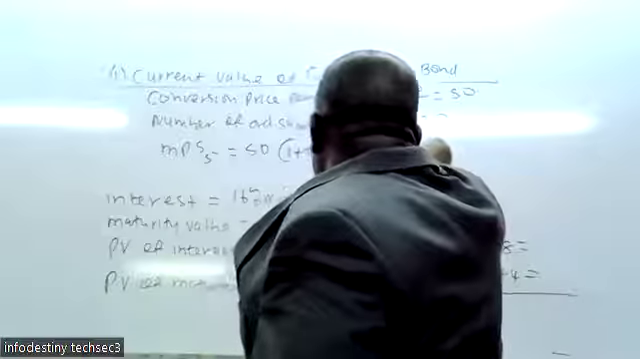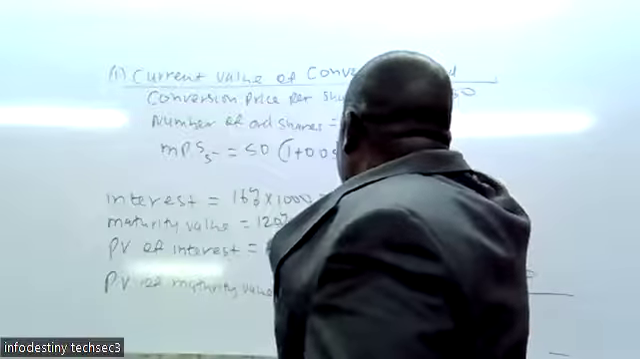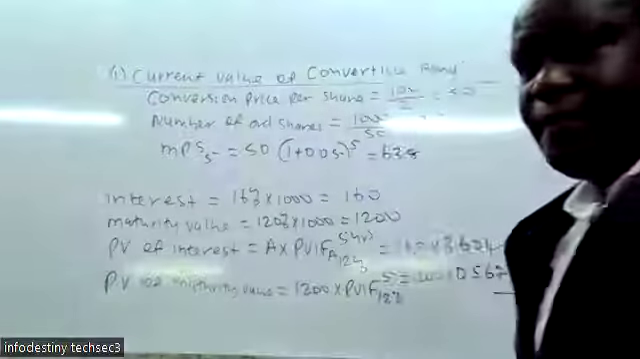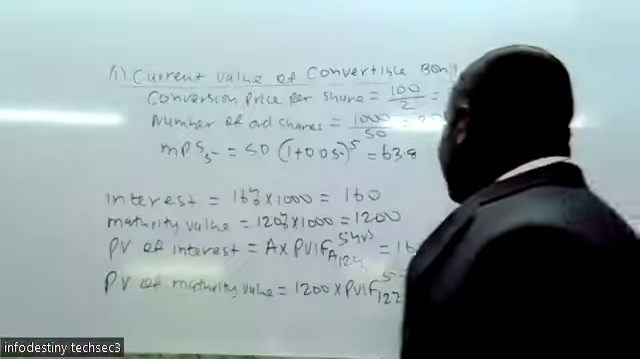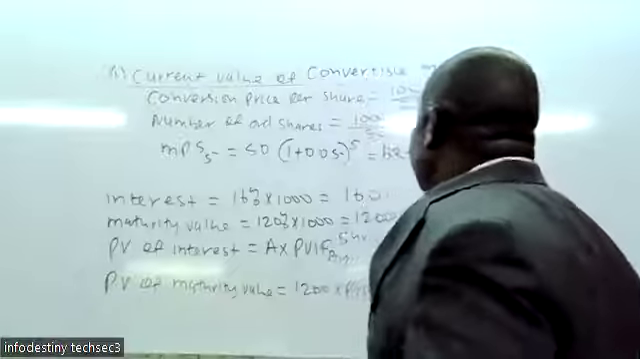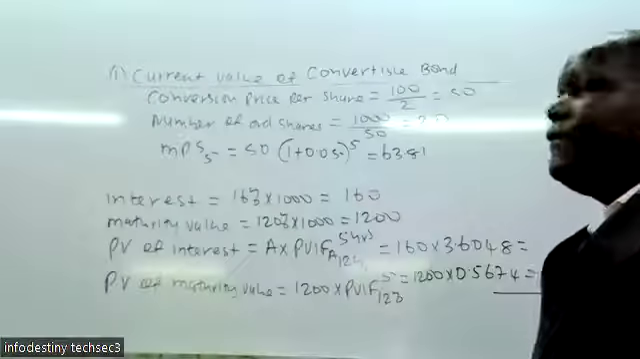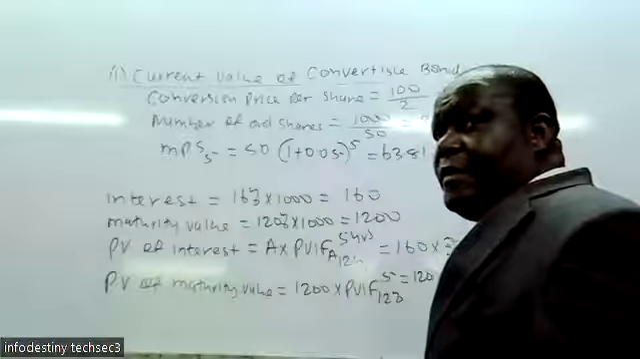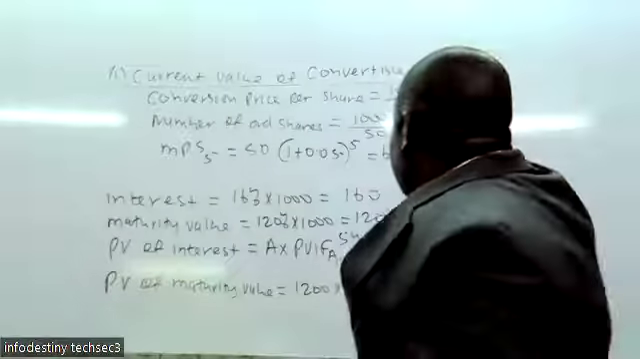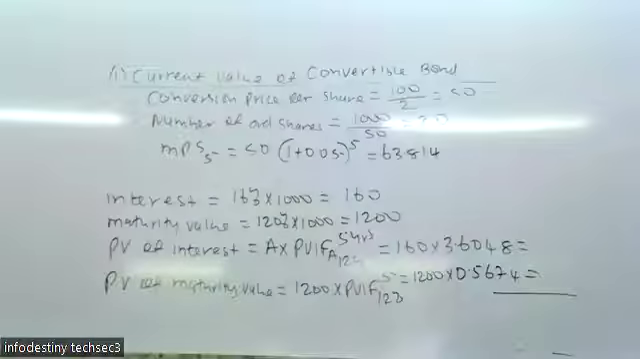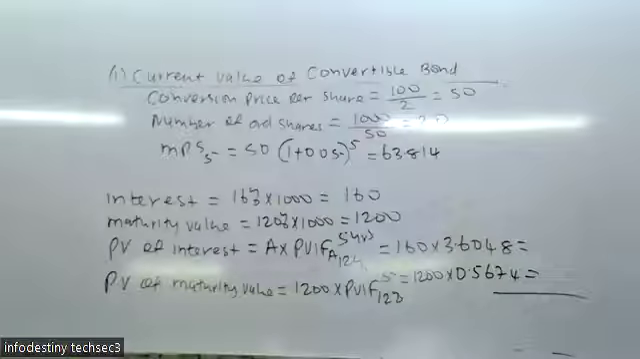That is 63.8140 when you round off to 4 decimal places, and 63.814 if you round off to 3.